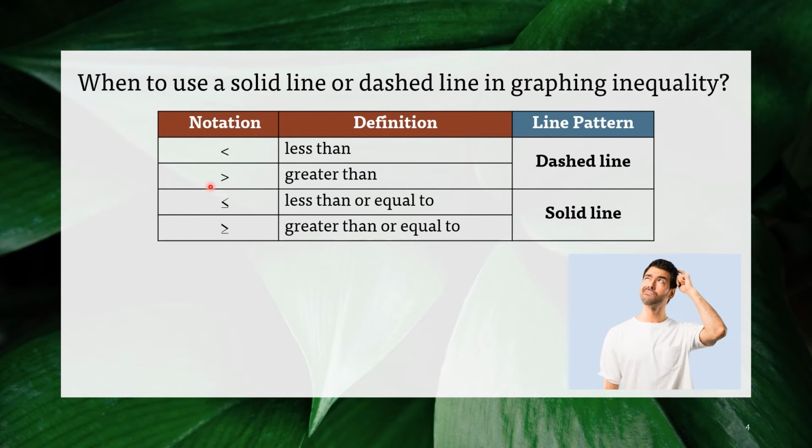Whereas for the symbol or notation less than or equals to and greater than or equals to, both of these notations come with the equal sign. So we will use a solid line.